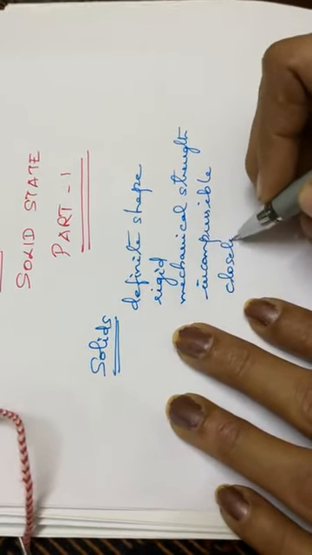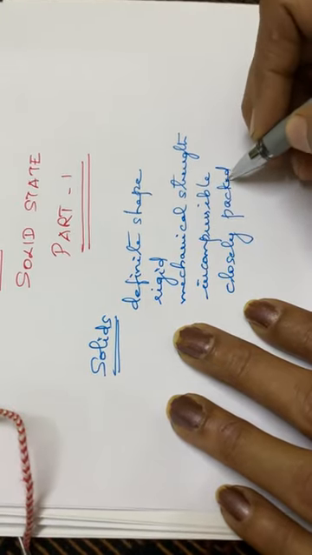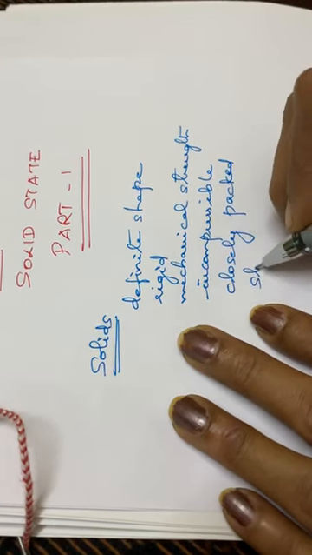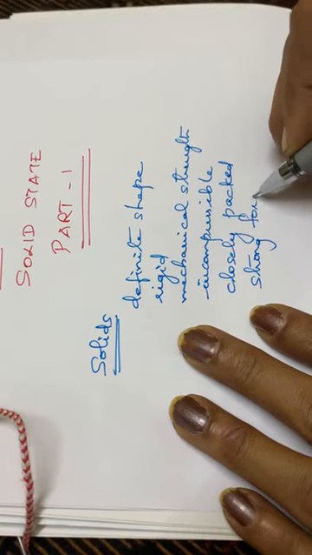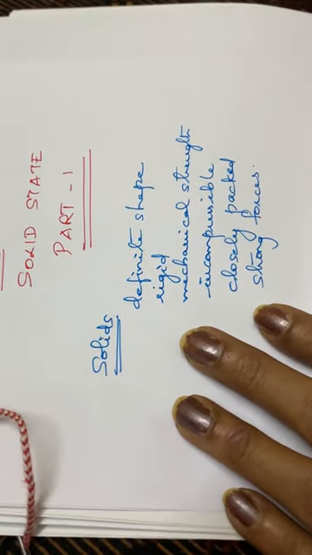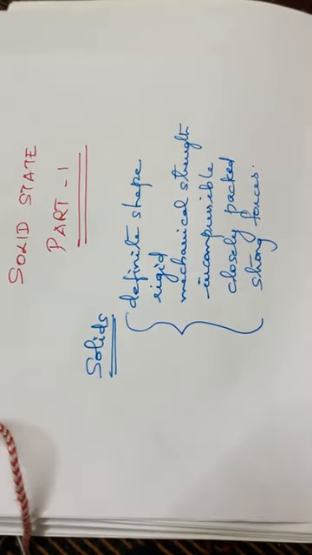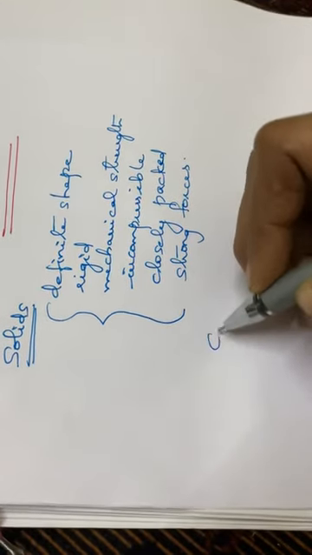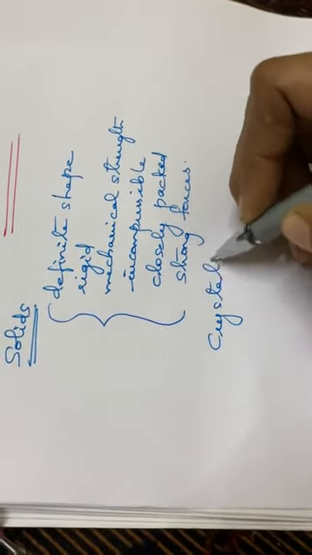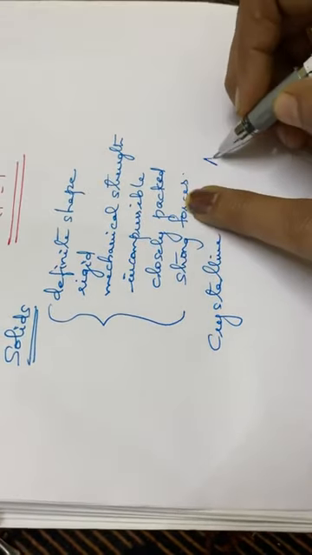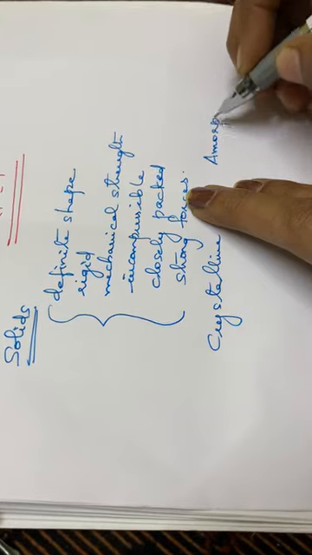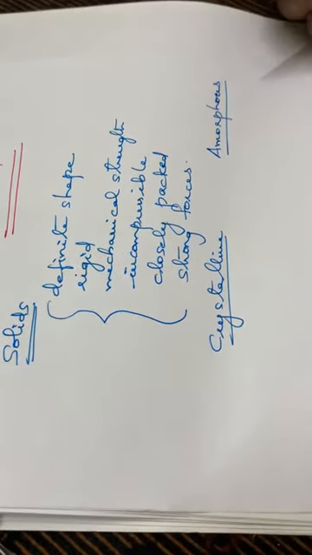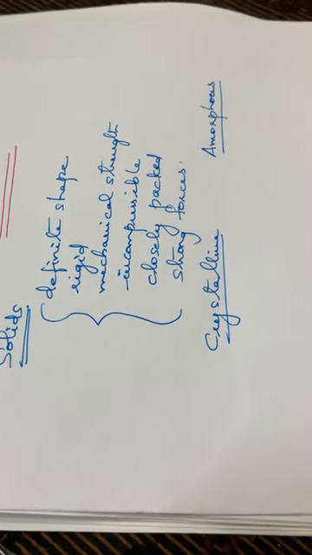Solids are usually closely packed, not loosely packed as in the case of liquids or gases. There are also strong forces of attraction holding the atoms together in solids. So these are some of the characteristics of solids. Usually two types of solids are there. The first are called crystalline solids, and the second category are amorphous solids.